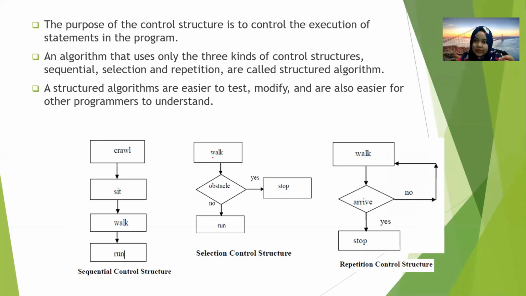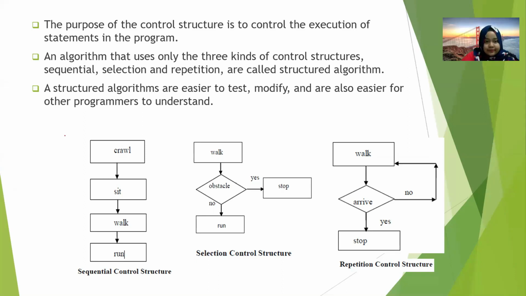Kalau soalan keluar macam ni, which control structure that you should apply? Ada tu boleh campur ketiga-tiga. Itu nanti bila dah final lah. Okay, so an algorithm that use only the 3 kind of control structure, sequence, selection, and repetition, are called structured algorithm. A structured algorithm are easier to test, modify, and are also easier for other programmer to understand.